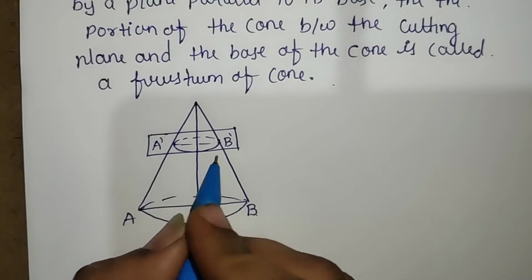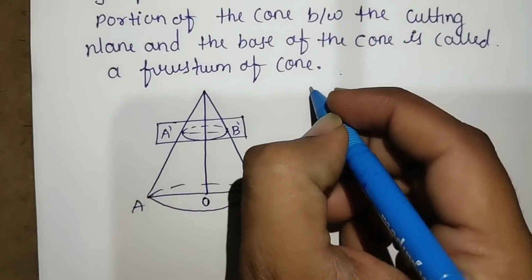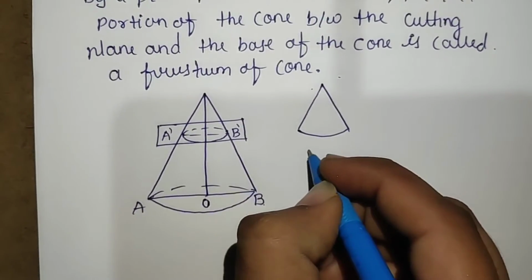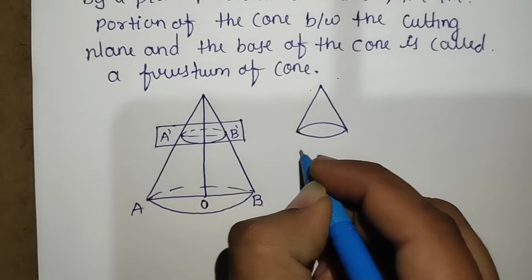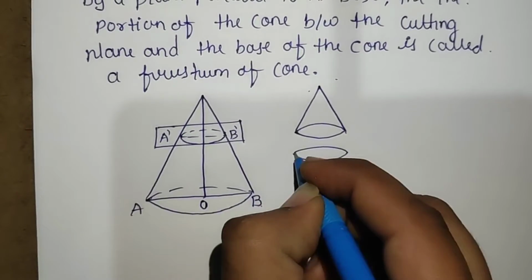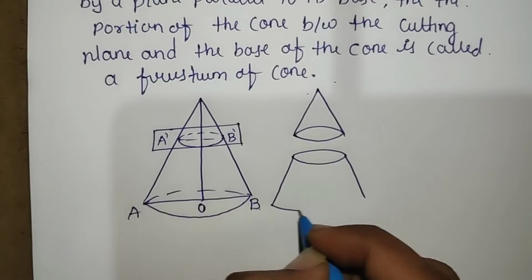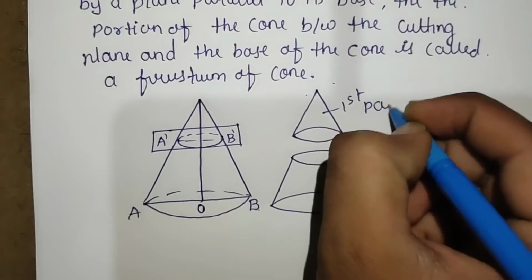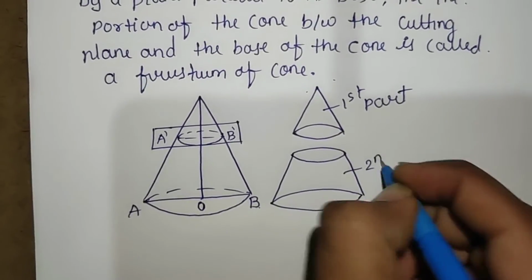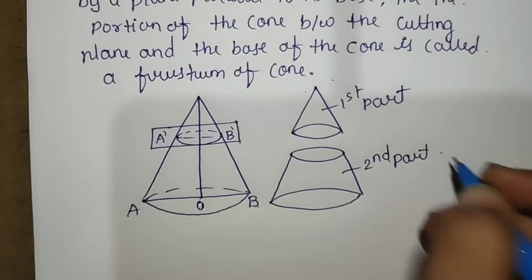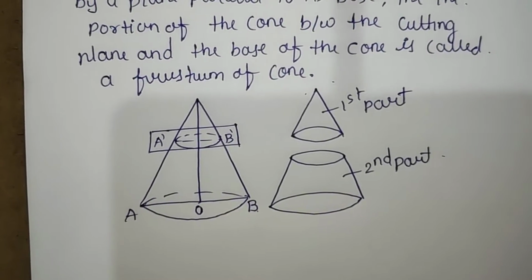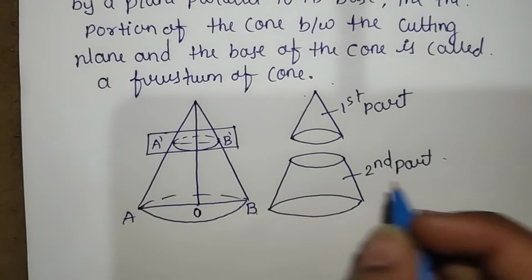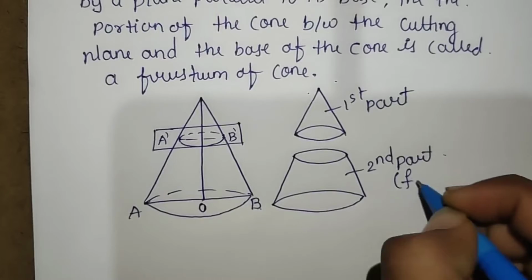When the cutting plane cuts, the cone is divided into two figures. This is the first part and this one is the second part. Here the second part is the portion of the cone between the cutting plane and the base of the cone, and this is called frustum of the cone.